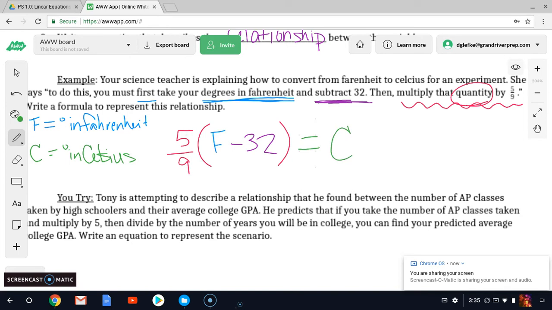Okay, and if we look at this to double check, when we think of our order of operations, we always start with parentheses. So that means we're first going to be subtracting that 32 from our degrees in Fahrenheit, and then we're going to be multiplying. Okay, so our PEMDAS, our order of operations, means that this equation works. Okay, so you try right below it. Go ahead and read through that one, try that one, and pause the video while you're doing it, and then I will go through it as well.